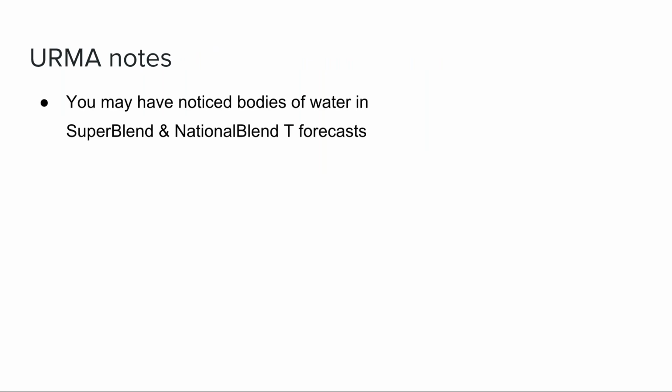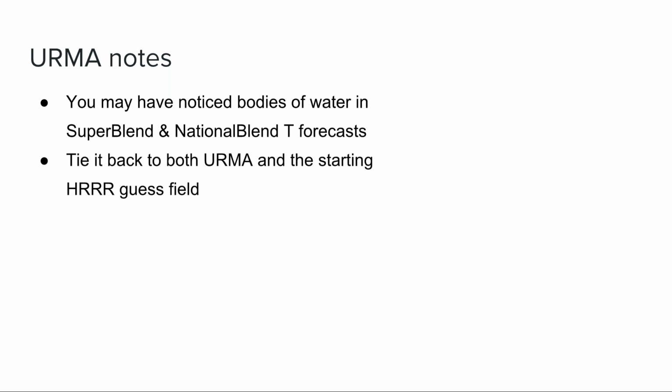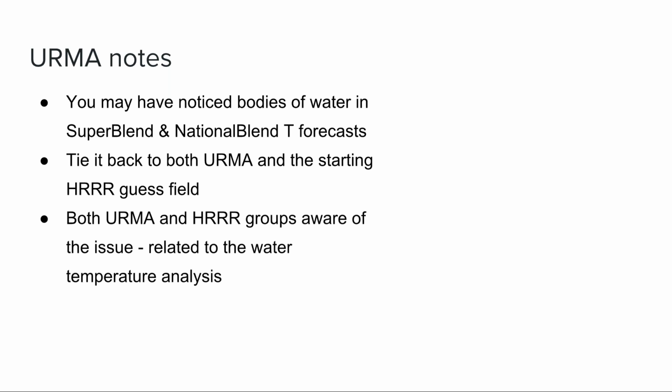Let's talk a little bit about RTMA. I want to stress this point about RTMA because RTMA has a big influence on the SuperBlend and National Blend when it comes to bias correction. And one of the points here is, I know quite a few offices have noticed this, and so that's why I'm bringing it up in the webinar, is that you may have noticed bodies of water showing up a lot in the SuperBlend, National Blend temperature forecast, be it max T, min T, or T, and a lot of that can be tied back to the RTMA and the HRRR first guess field.